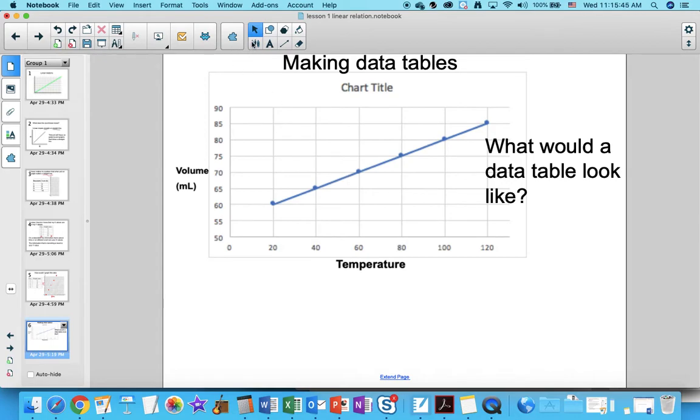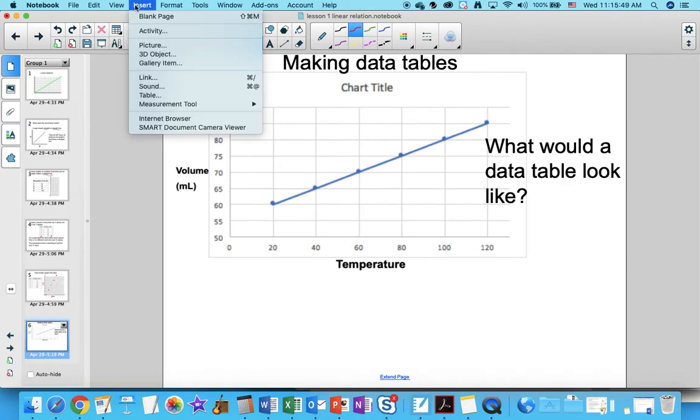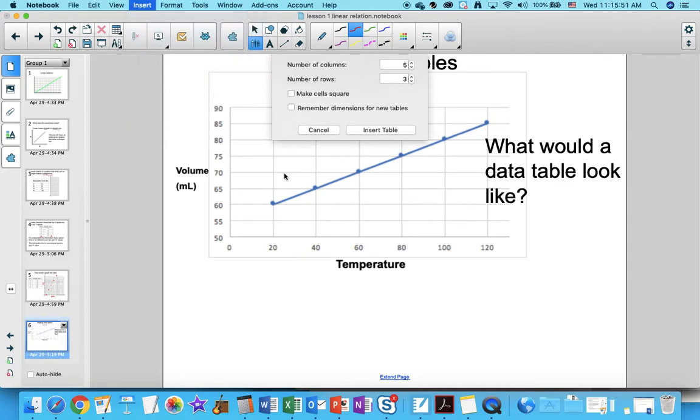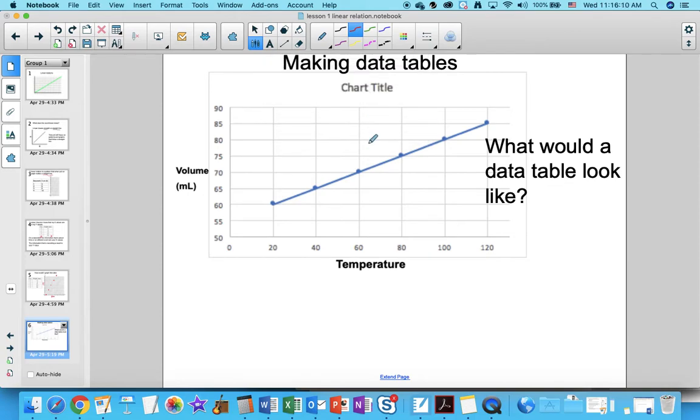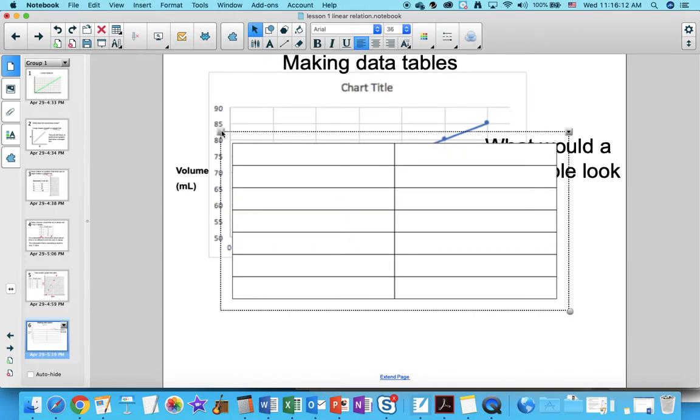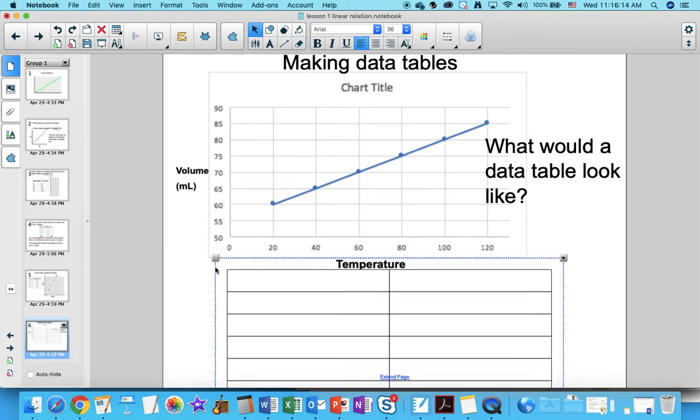Okay. So I'm going to see if I can insert a table here. There you go. We have 2 different categories, so 2 columns, and 1, 2, 3, 4, 5, 6 different rows. I'm just going to add 7 for the titles. Okay. So what would my table look like?